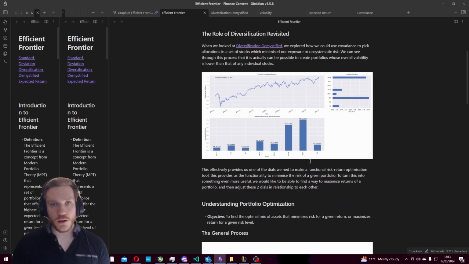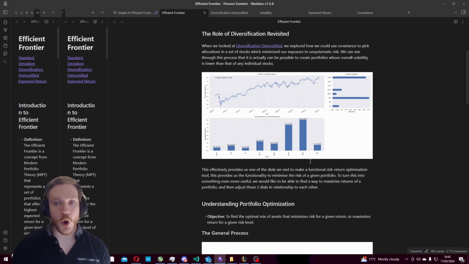So to understand the efficient frontier, we're going to have to take a step back and revisit what we covered in diversification. When we looked at diversification, we were looking at how we could use the covariance matrix to help us pick the percentage allocations into different stocks of interest that minimized our exposure to unsystematic risk. Now, this process was pretty interesting in the sense that it gave us an insight that I didn't touch on during the previous episode, but I'll bring up here.